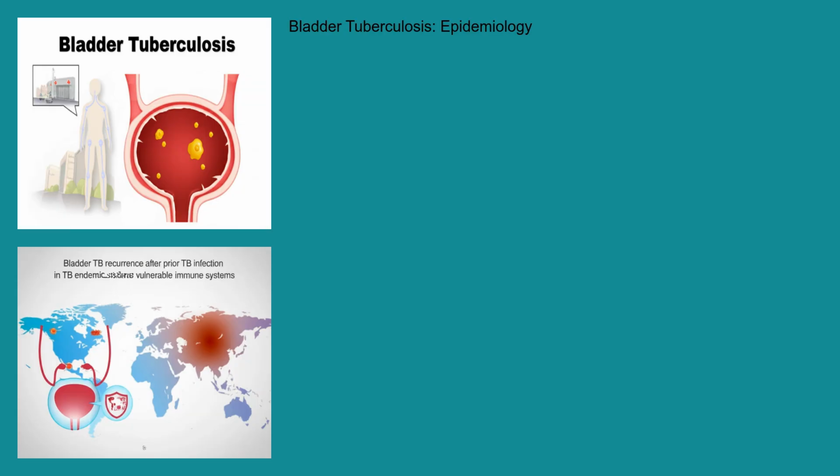Bladder tuberculosis is relatively uncommon, especially in developed countries with effective tuberculosis control programs. It's more prevalent in regions where tuberculosis is endemic, such as parts of Africa, Asia, and Eastern Europe. Individuals who are immunocompromised, such as those with HIV or those undergoing immunosuppressive therapy, are at a higher risk. Also, patients with a history of prior tuberculosis infection are more susceptible.